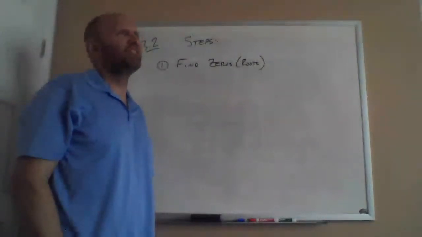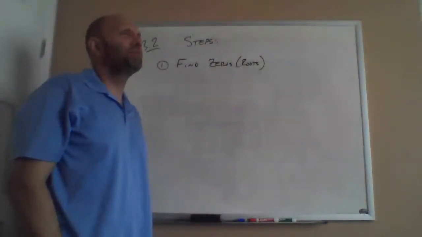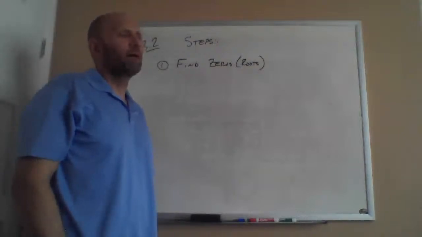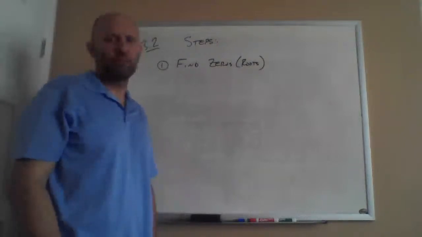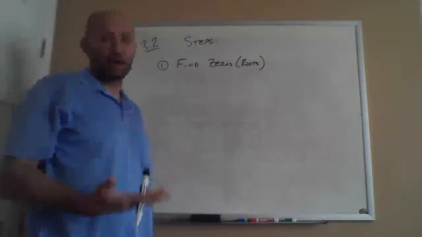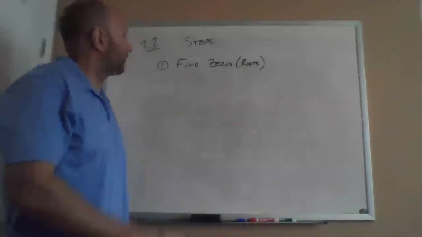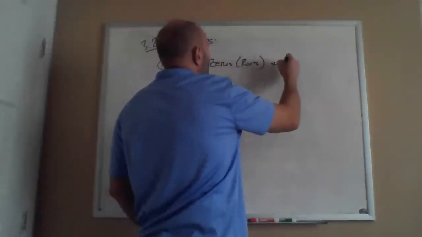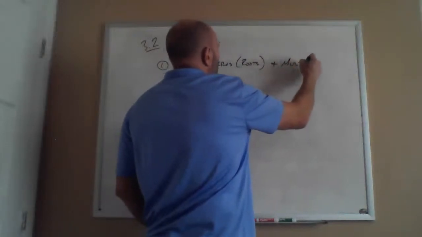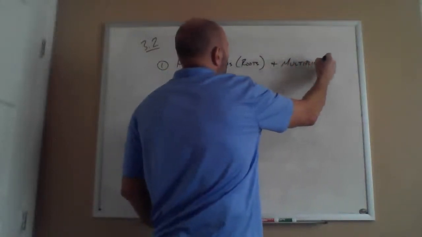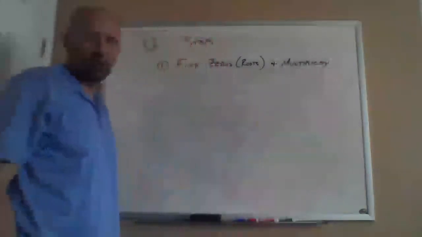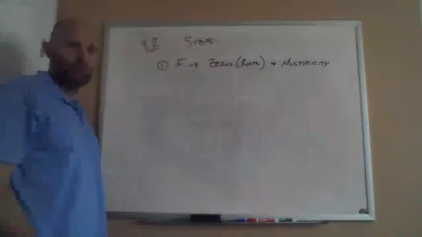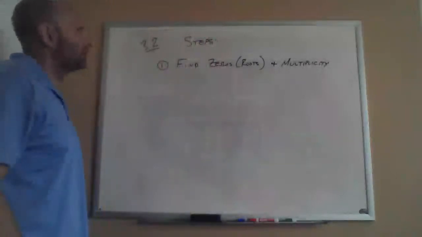I believe in section 3.4, one of the sections coming up in chapter 3, we learn how to factor a polynomial. So we're going to find the zeros or the roots, and when we do that, something called the multiplicity. We'll find the roots and the multiplicity of those roots.